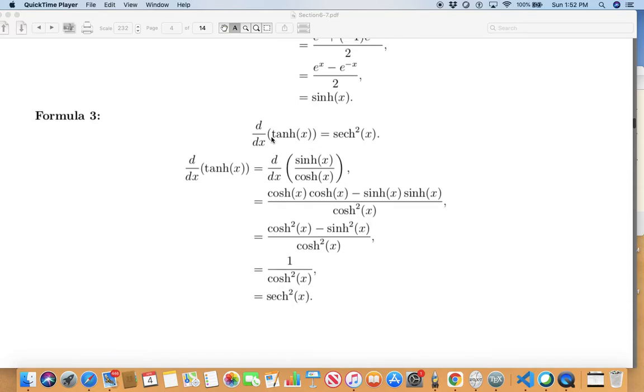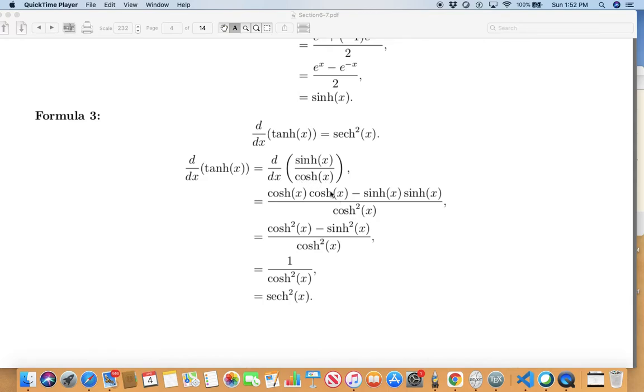Next, the derivative of tan hyperbolic x is secant hyperbolic squared x. Let's look at the formula. The derivative of tan hyperbolic x is the derivative of sine hyperbolic x over cosine hyperbolic x. This calls for the quotient rule.